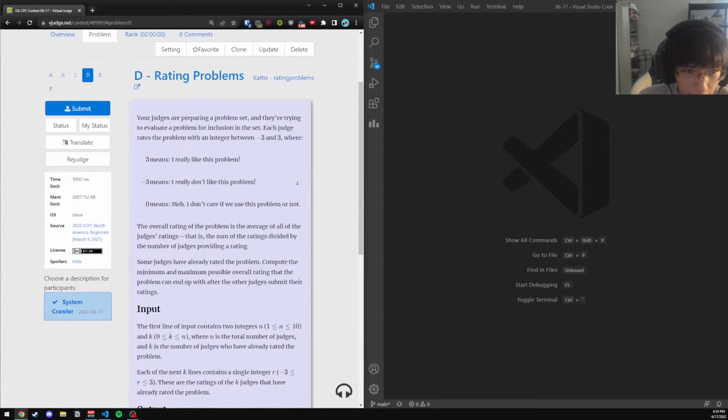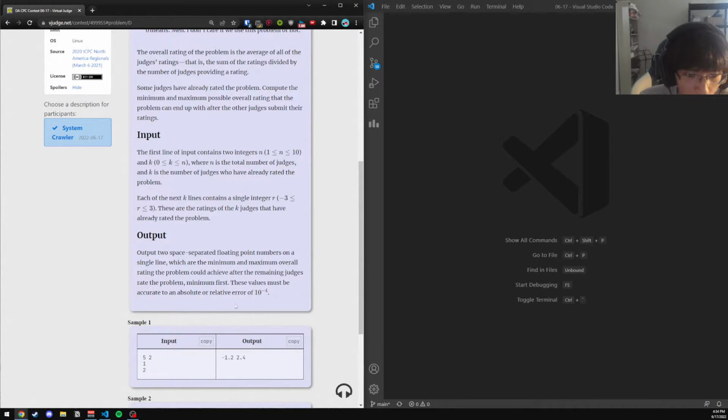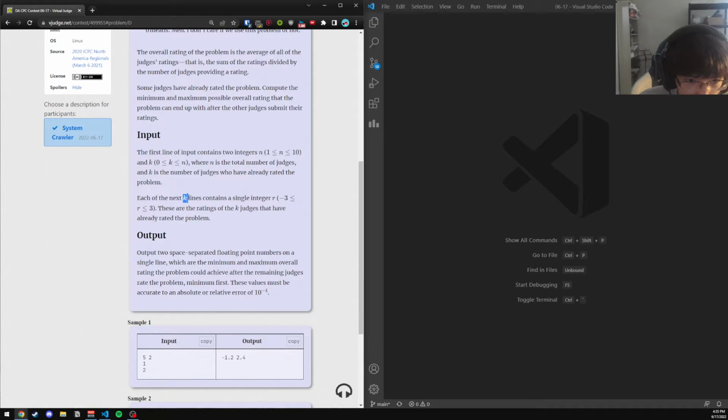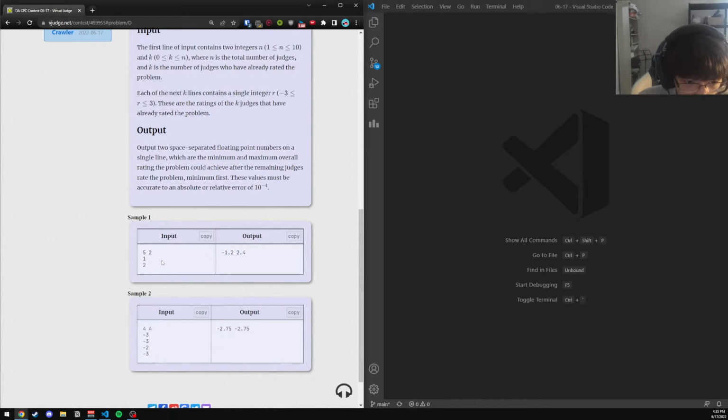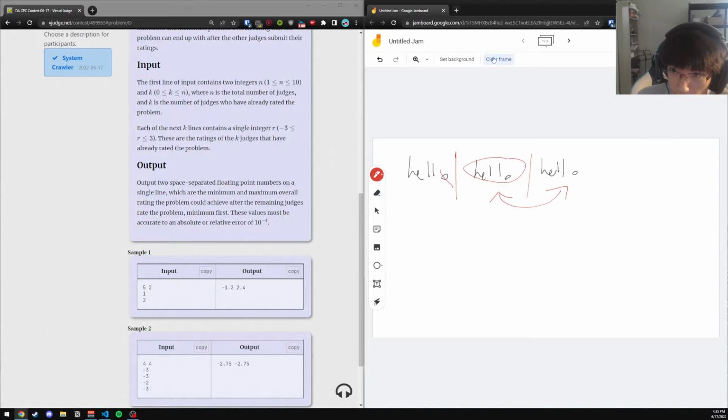Problem D is going to be rating problems. So judges can either rate a problem 3, -3, or 0. And then at the end, we're given a floating point number of the average. And we have to output the average score. And we have K judges who've already voted, and there's some number of judges who haven't voted yet. So I have to figure that out.